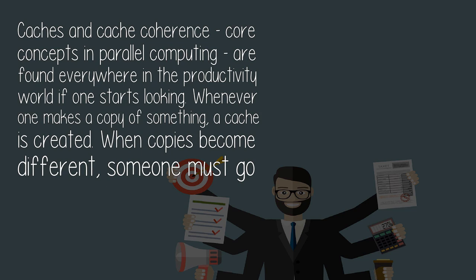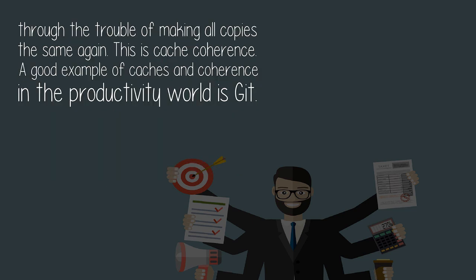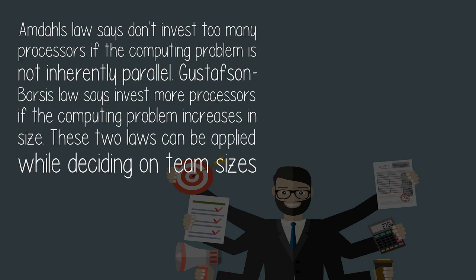Caches and cache coherence, core concepts in parallel computing, are found everywhere in the productivity world if one starts looking. Whenever one makes a copy of something, a cache is created. When copies become different, someone must go through the trouble of making all copies the same again. This is cache coherence.